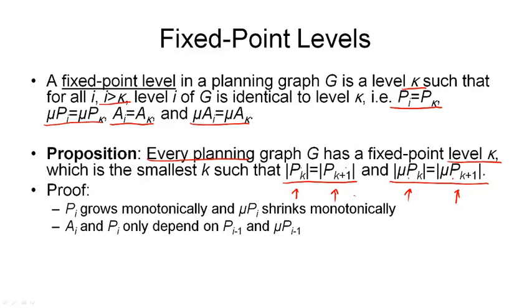And the same argument can be made for the mutex relation in this action layer, because this only depends on the preceding proposition layer and on the independence between actions, which never changes, of course. So, once we have reached a level where the number of proposition symbols is no longer growing and the number of mutex relations that are holding is no longer shrinking, that means we have reached a fixed point level, and every planning graph must have such a fixed point level.